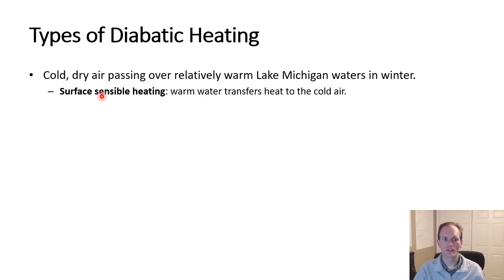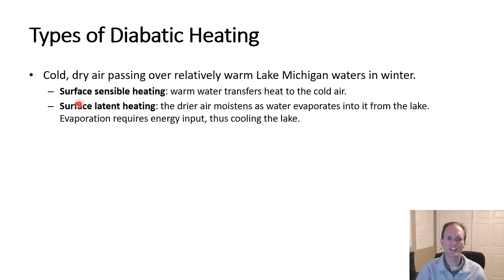So we have two types here. We have a surface sensible heating. The water is relatively warm and the air that passes over it is relatively cold. So there is a transfer of warmth from the warm water to the relatively cold air just above it. So when we get westerly wind blowing across Lake Michigan from Wisconsin toward Michigan, it's usually warmer in Michigan this time of year because of the warmth that it gains from the lake below.